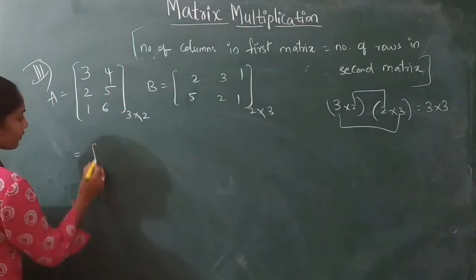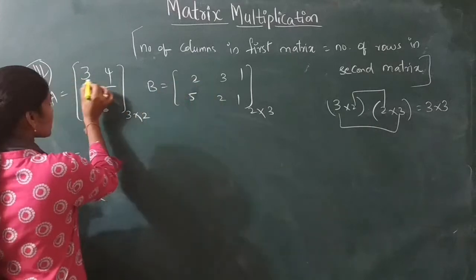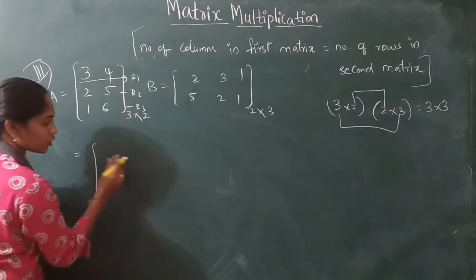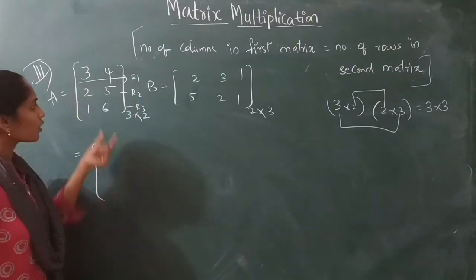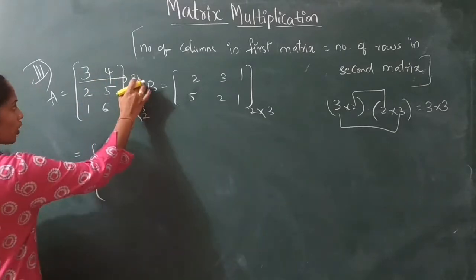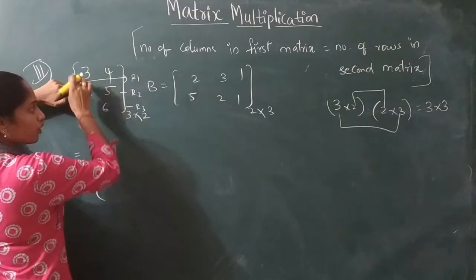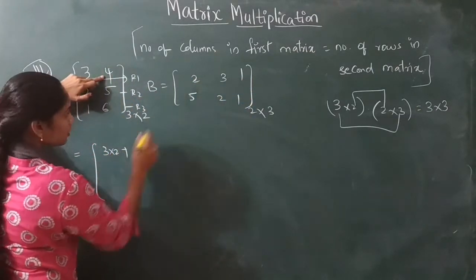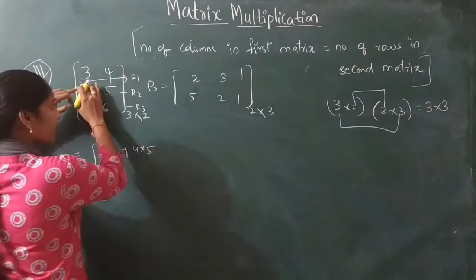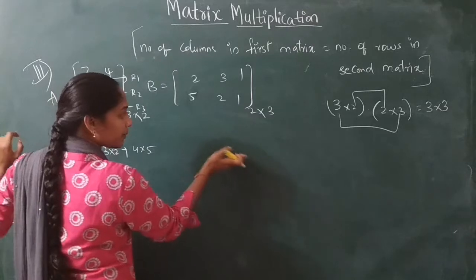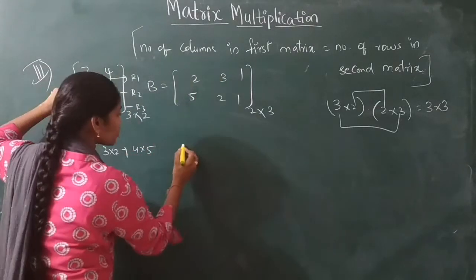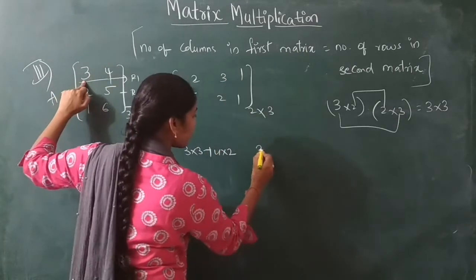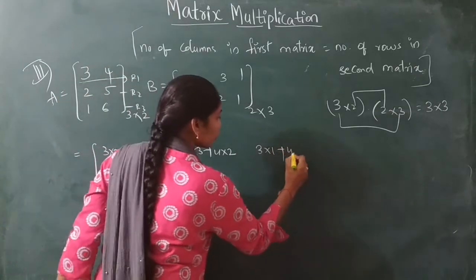So now let's multiply. What happened? So for R1, R2, R3, to get a row we first use R1. So now R1, just multiply the R1 row with all columns. So now 3 into 2 plus 4 into 5, right. So again you have to multiply with R1 only because the R1 element is not completely full. So now 3 into 3 plus 4 into 2, 3 into 1 plus 4 into 1, right.